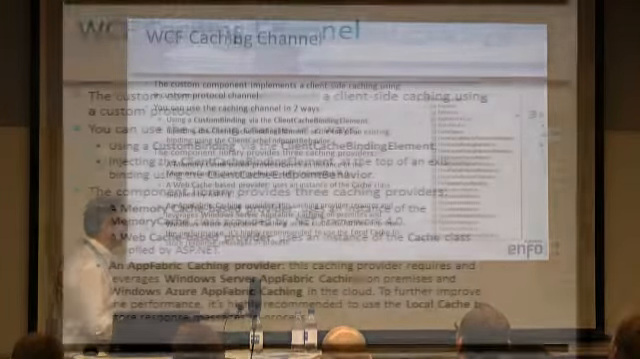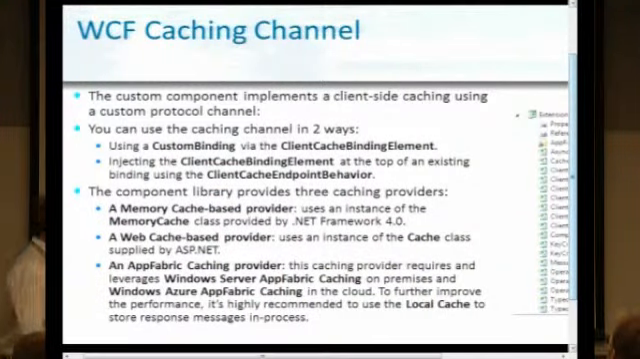Indeed, my component provides 3 different caching providers, so you can also use my component without using AppFabric caching. The first provider is based on the MemoryCache object that was introduced by the framework 4.0. Many developers are unaware of this because it is a new class which is available just in the framework 4.0. The second provider is based on the web cache object provided by ASP.NET. Many of you, I'm pretty sure, know this object.